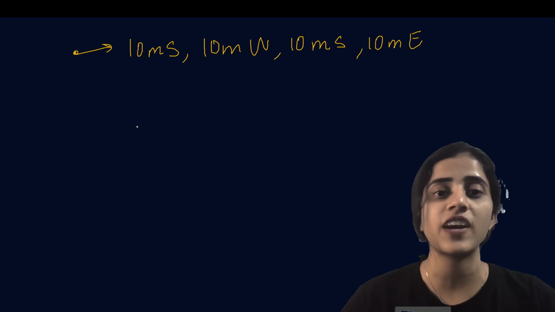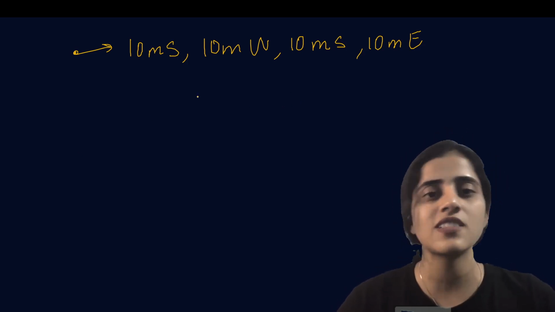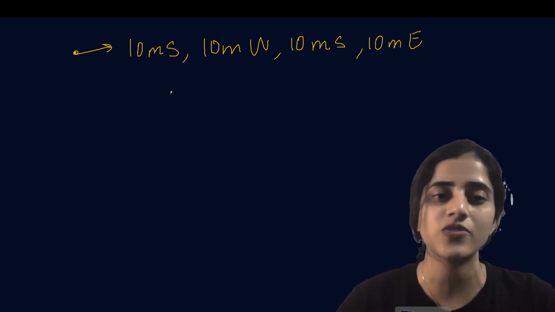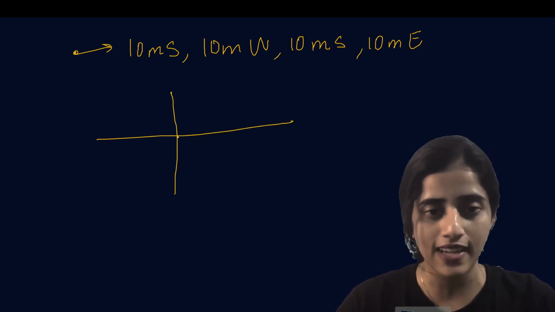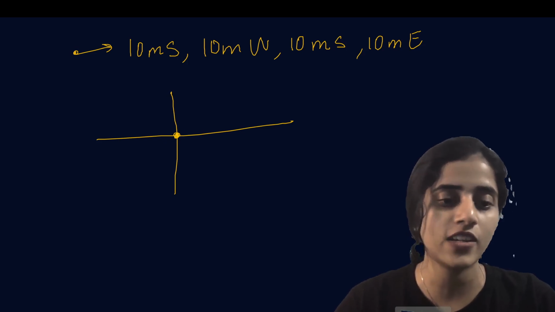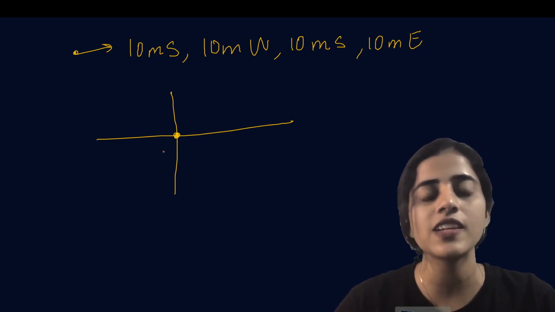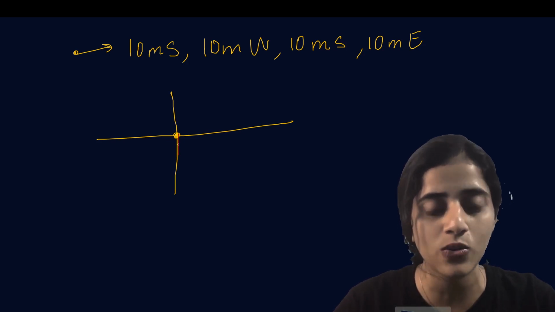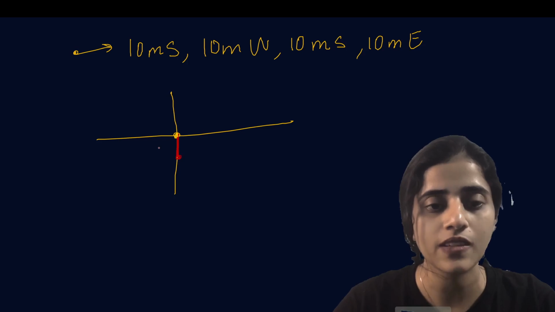Now the question is to find his displacement. In questions like this, you need to know directions very well. So what you do is you draw an axis, you take 0, 0, and look at the directions in which he moves. The first thing he moves is 10 meters in the south, which is down. So he moves down.